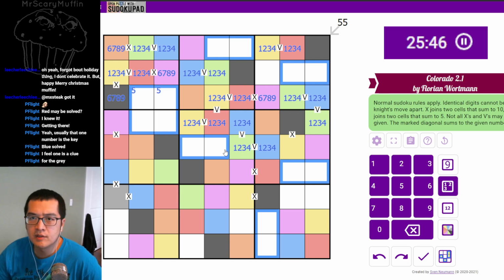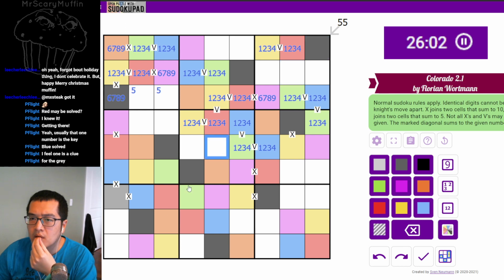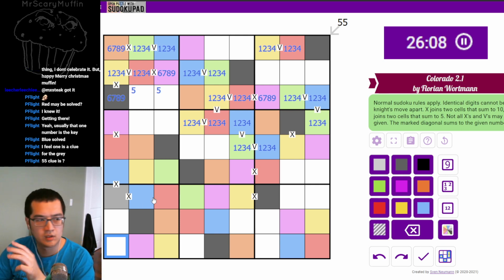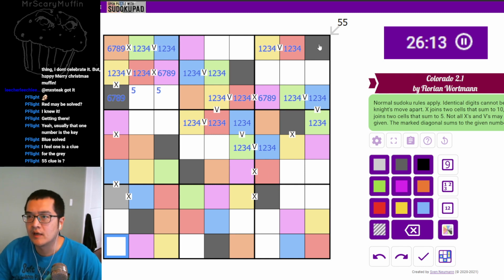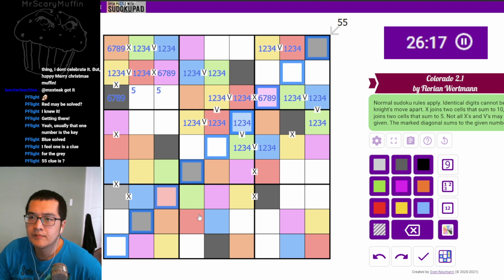You feel one is a clue for the gray? Oh, we still have this 55 clue that we haven't done yet. Okay. We know that from earlier, we can probably only have 3 low numbers along the 55 clue. So this 55 clue, it means that all the numbers along this diagonal add up to 55.